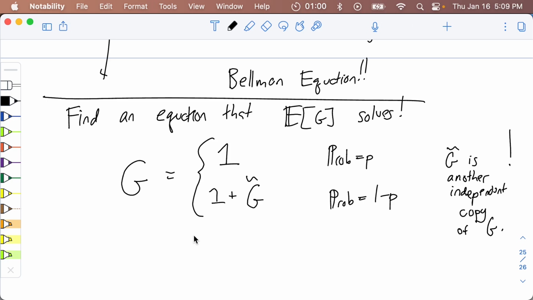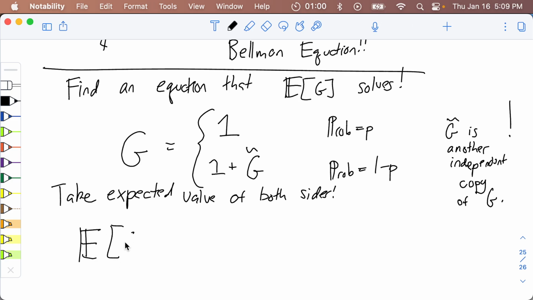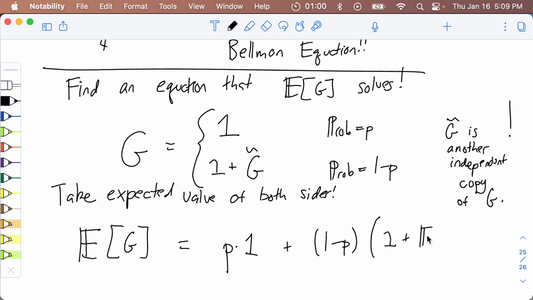But this is the beauty of algebra, right? If you have the thing you want on both sides, you can solve for it. So now take the expected value of both sides. On the left-hand side, you get the expected value of g. How do you take the expected value of the right-hand side? Well, with p probability, it's 1, so that's p times 1. With a 1 minus p probability, what do you get? Well, you get 1 plus g tilde. On average, what is that? It's 1 plus expected value of g tilde.